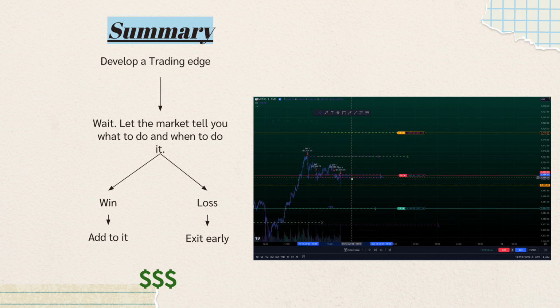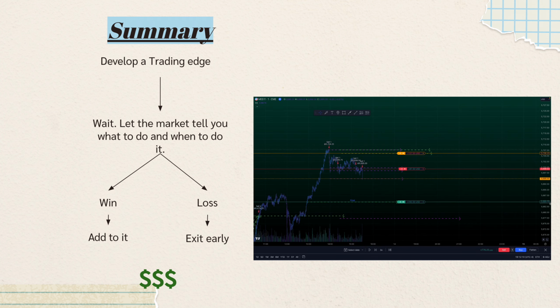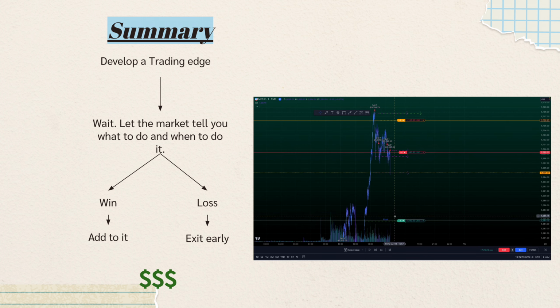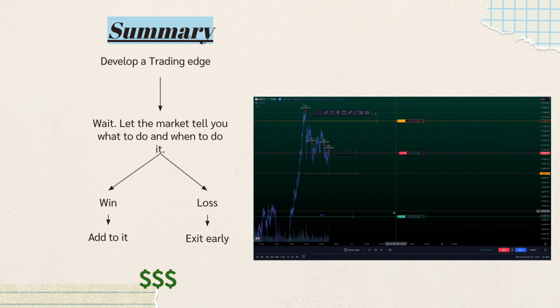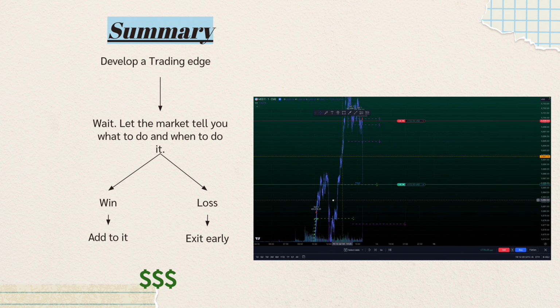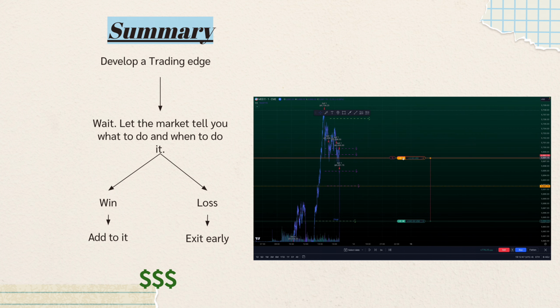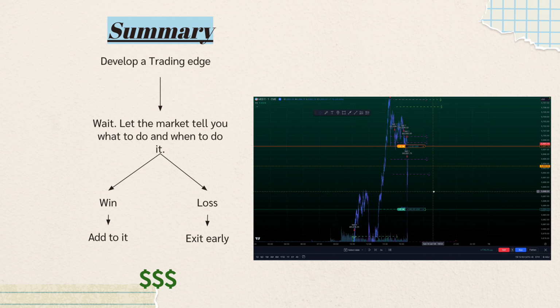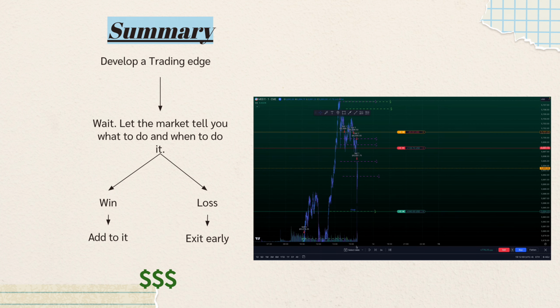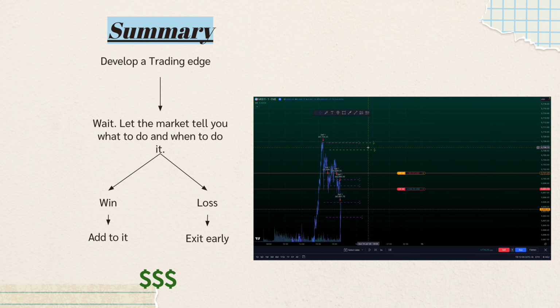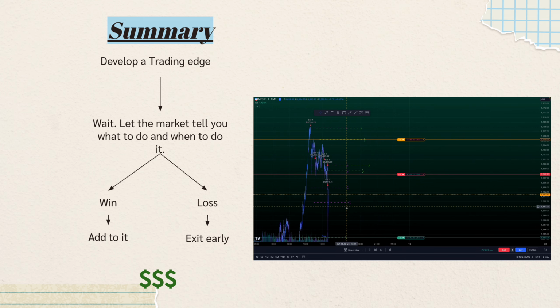Then I wait until the market shows me an opportunity to enter a trade that's aligned with my trading edge. There's only two possible outcomes after putting on that trade. It will be a winner or a loser. If price goes into profit, I'll look to add to it, and if the price seems to be going against me, I'll look to exit at a smaller loss. Doing this repeatedly, it will ensure that long term I make consistent money trading.